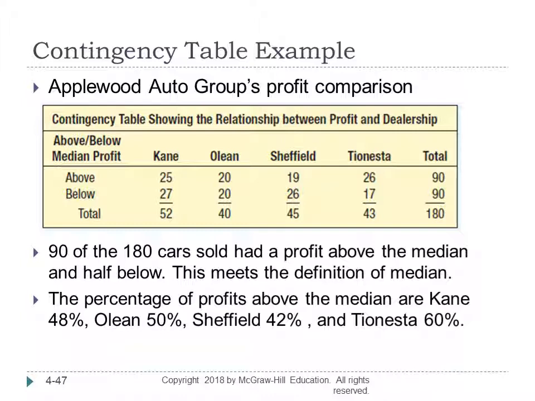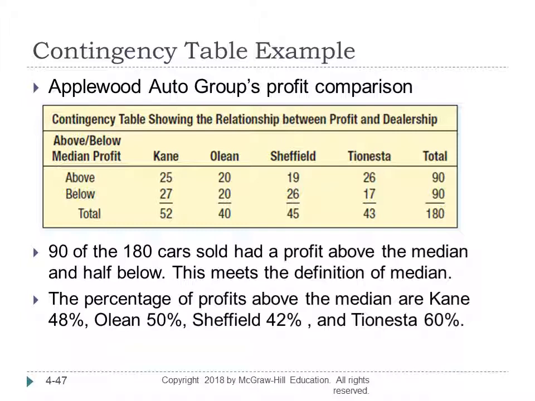Olaine sold 40 cars, half of them above the median and half of them below. Sheffield sold 45 cars, 19 were above the median and 26 were below. Finally, Tainusta sold 43 cars, 26 of them for a profit above the median, and 17 for a price below the median. Of course, the total will be 180, 90 were sold above the median and 90 were sold below the median.